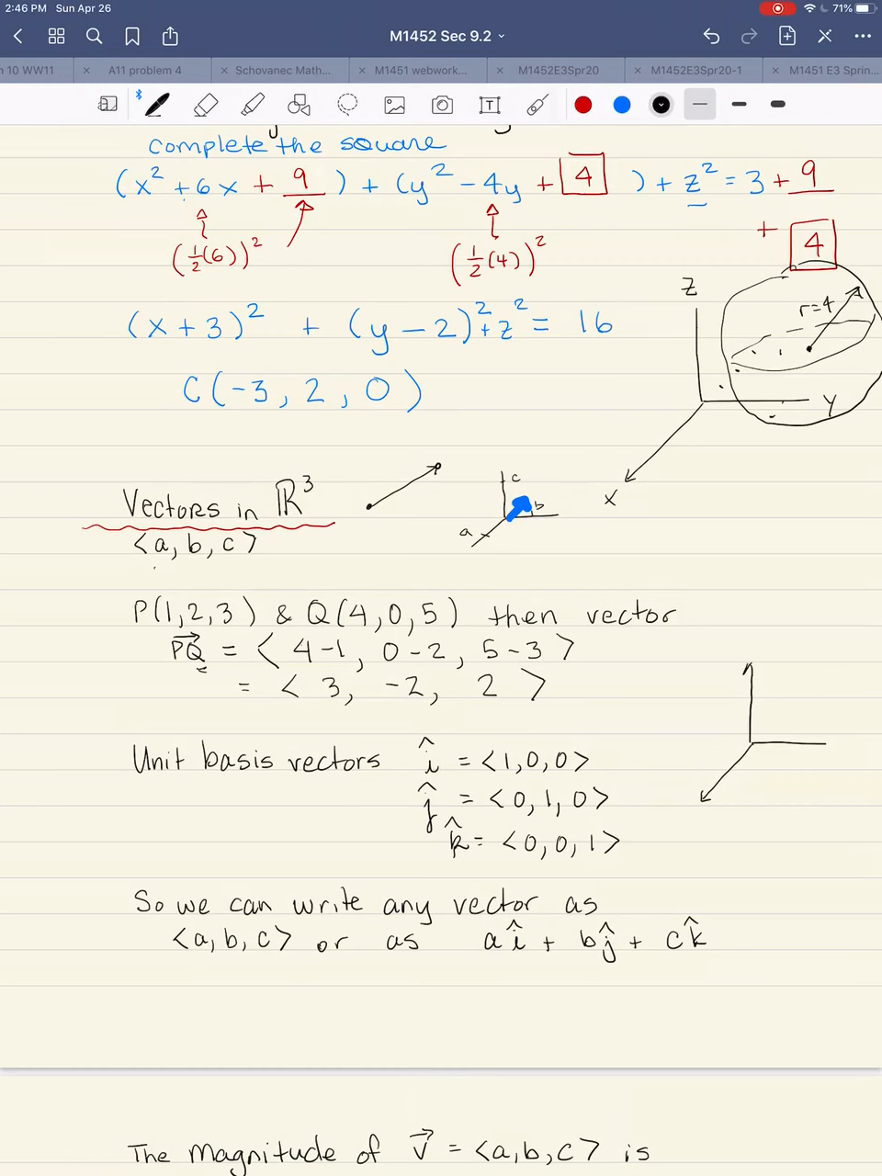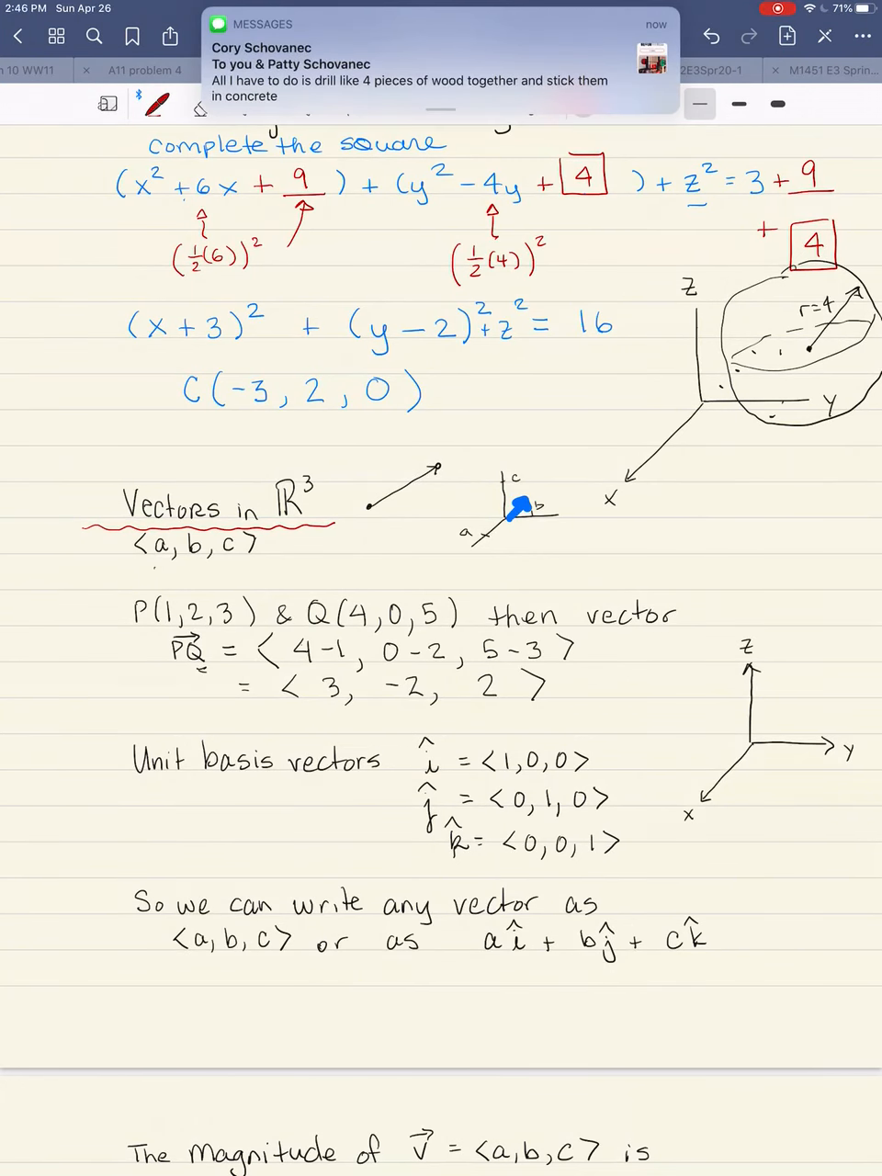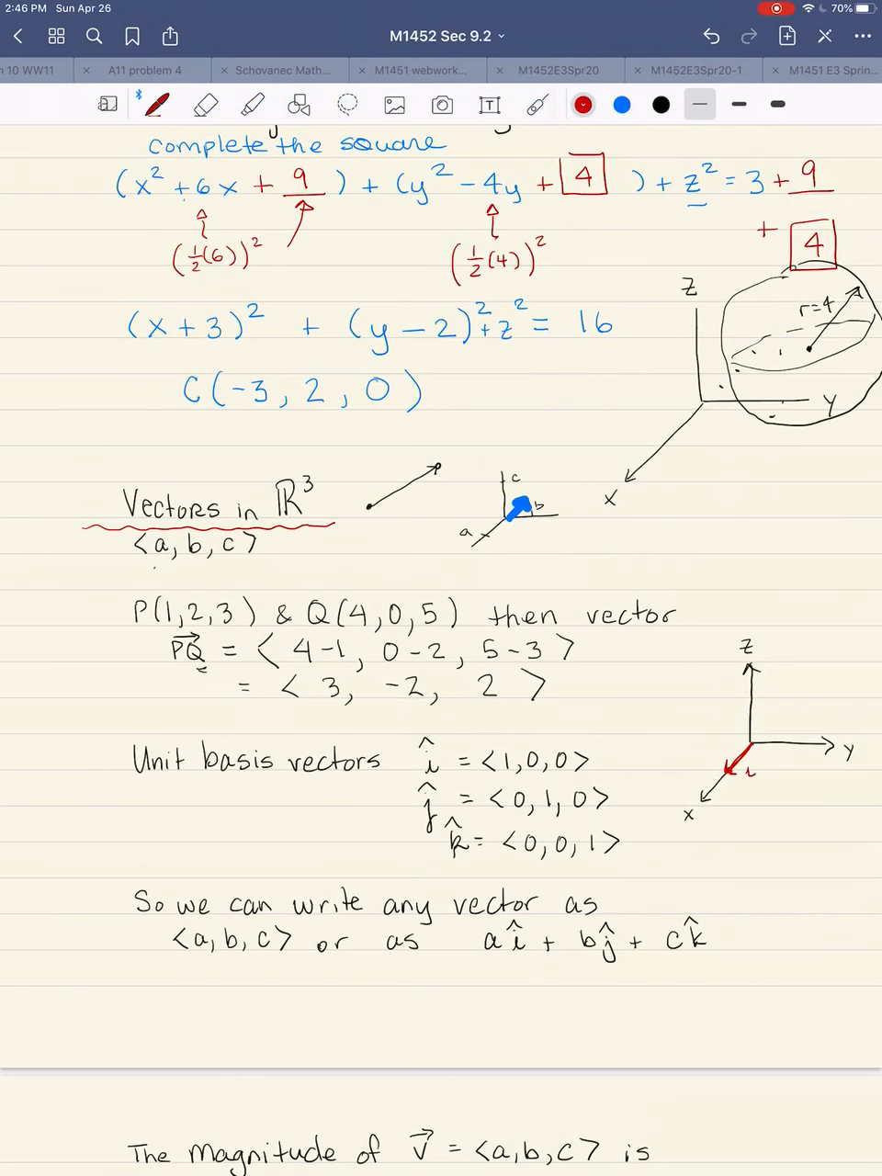The unit basis vectors are vectors whose initial point is the origin and the terminal point is 1 unit away. So here is the unit vector we're calling I. Here's the one we're calling J. And then here's the one that we're calling K.